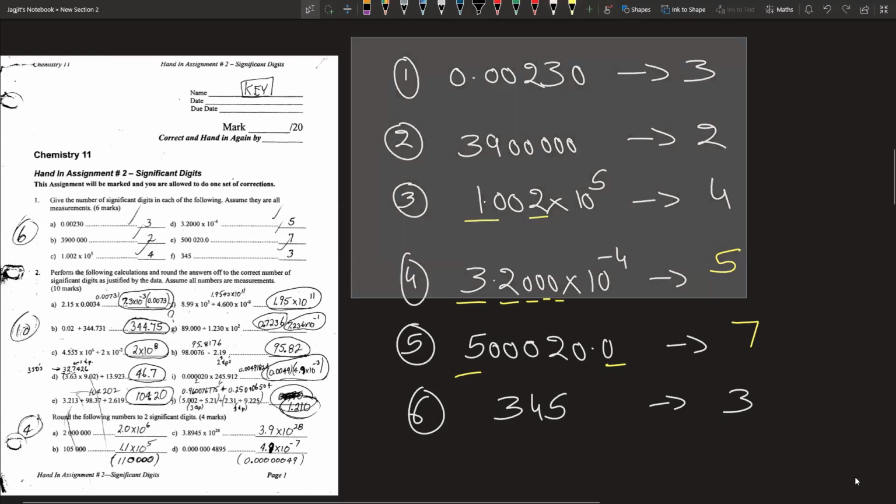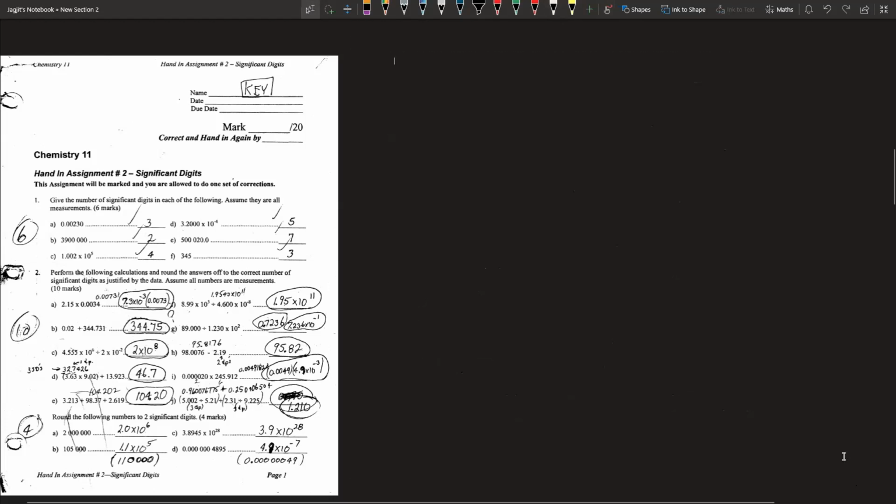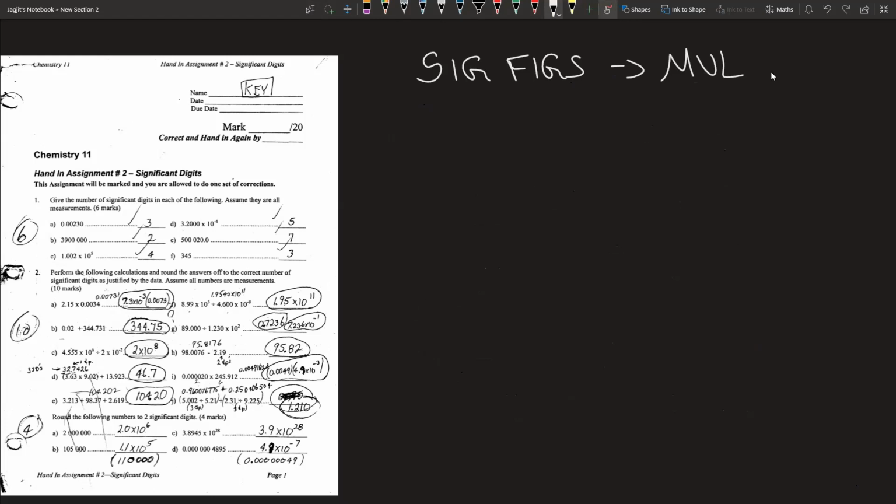Okay, excellent. Now, we're going to learn how to multiply two numbers and how to work with sig figs. Okay, so sig figs, multiplication and division rules. Multiplication and division. Remember that, folks. This multiplication and division has different rules than addition and subtraction. We're going to come across that.